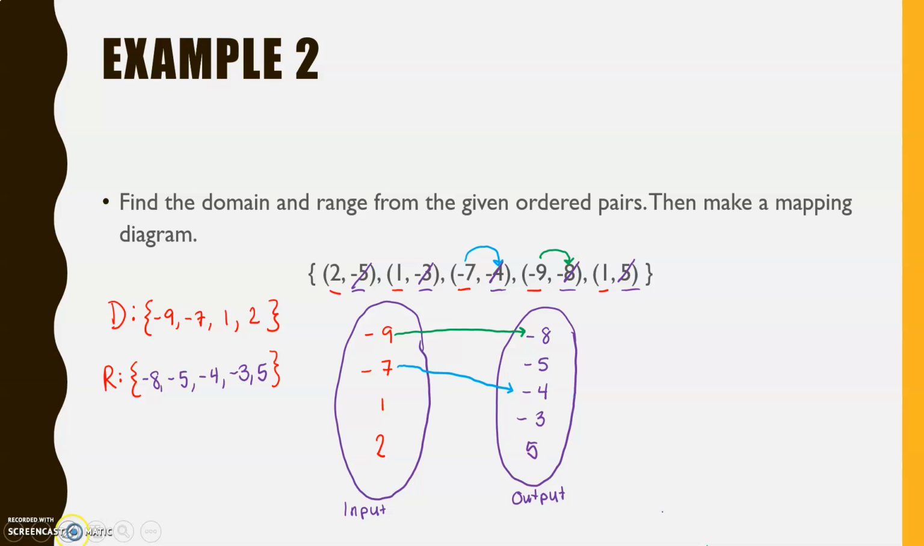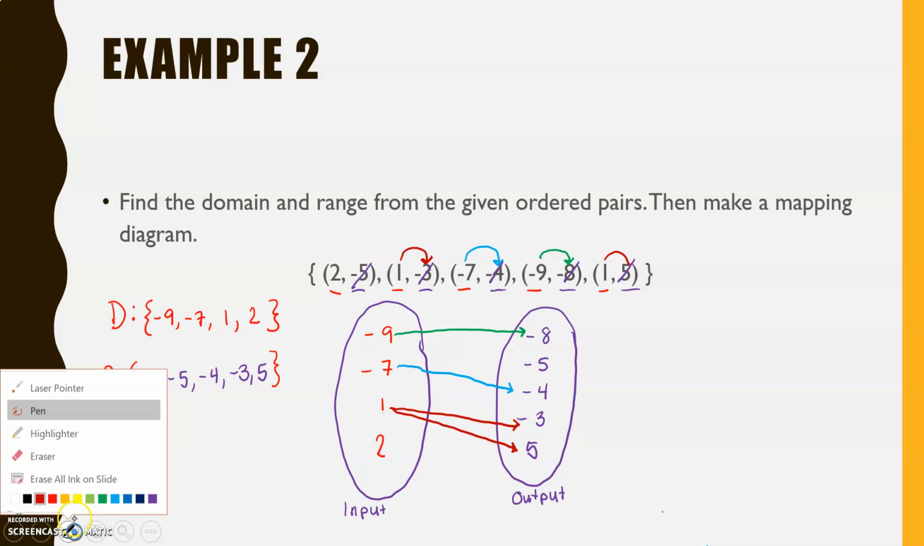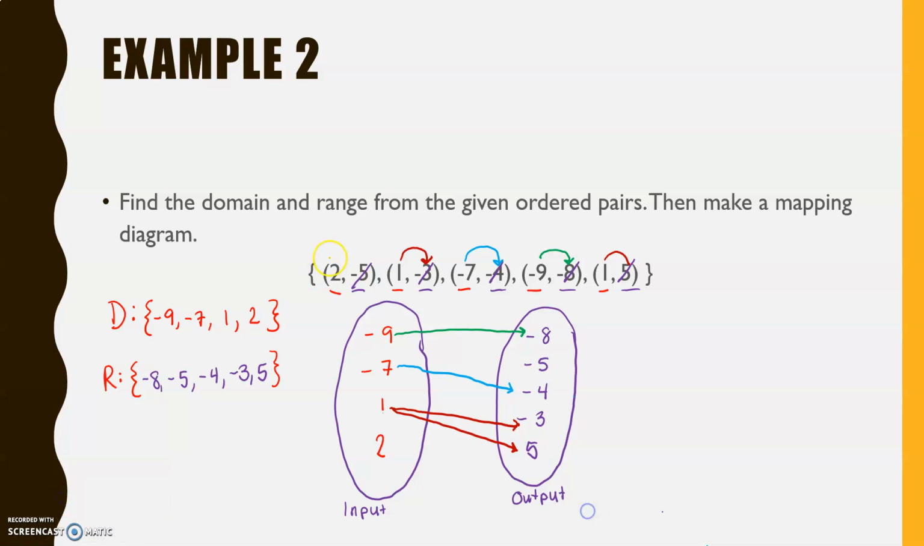All right, now with 1, remember it happened twice. So when we put in 1, we got -3. But also when we put in 1, we got 5. So 1 is actually going to have 2 arrows coming off of it. And then last but not least, when we put in 2, we get -5. So we're going to draw a line from 2 to -5. And that's how we would do a mapping diagram. A mapping diagram is just showing us if we put the numbers in order, which numbers connect and how they are connected.